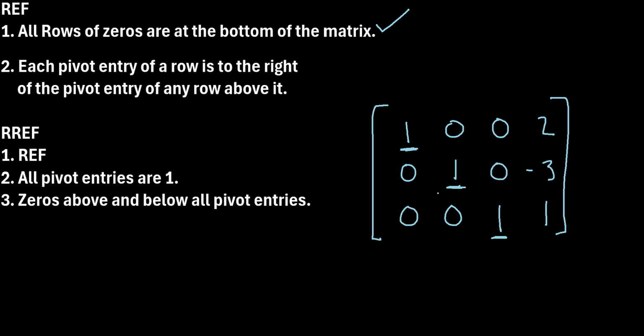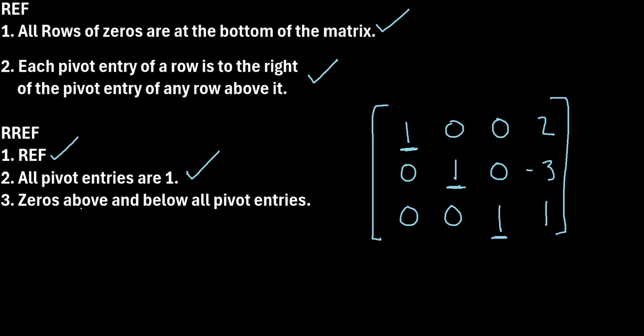So is each of the pivot entries of a given row to the right of all the pivot entries above it? Well, we can see that this pivot entry right here is indeed to the right of this pivot entry above it. Next, we can see that this pivot entry is indeed to the right of both this pivot entry above it and this pivot entry. So we're good there. So the criteria is met. Okay, now moving on to reduced row echelon form, we saw that this matrix is already in row echelon form. Next, we need to check, are all pivot entries equal to 1? So we can see that each of the pivot entries that we identified are equal to 1. So that criteria is met.